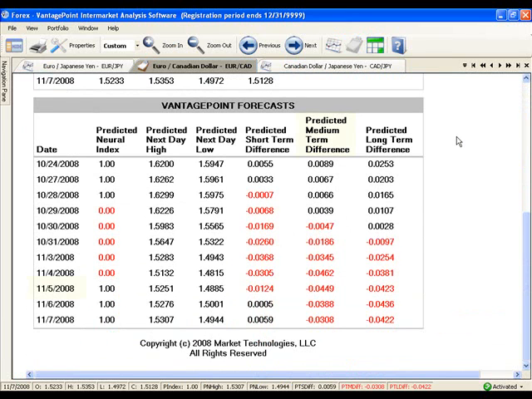Let's look at the predicted medium-term difference for November 5th as an example. We can see here that the value is changing from a more negative number to a less negative number, and therefore it is getting closer to zero.